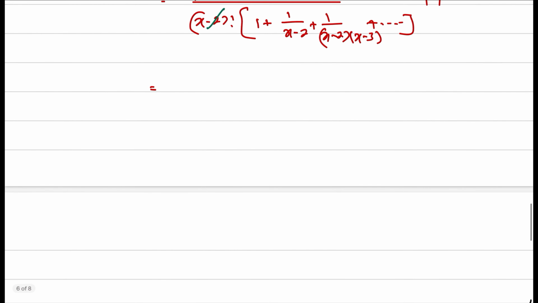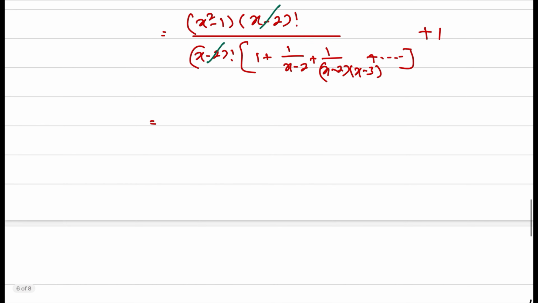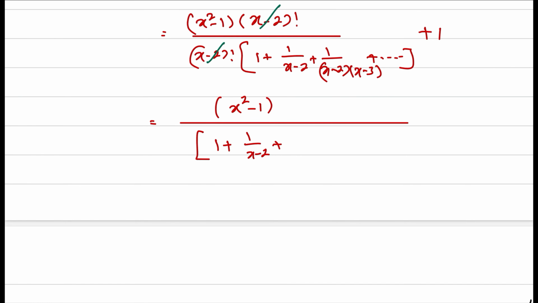Then this final expression will be the simplified expression, we'll write with the red pen. Let us maintain the continuity with the red pen. X square minus 1, whole divided by 1 plus 1 by x minus 2 plus 1 by x minus 2 into x minus 3 plus so on plus 1. That is the answer we get.